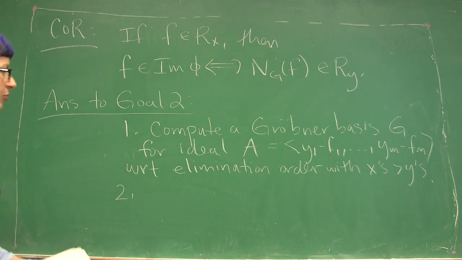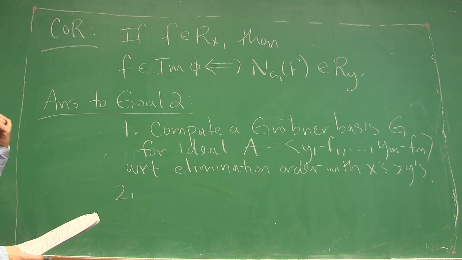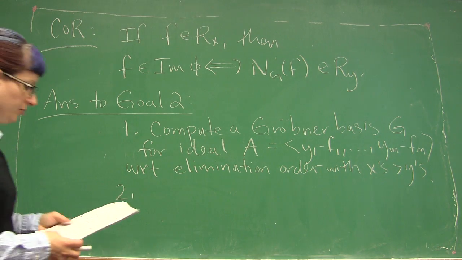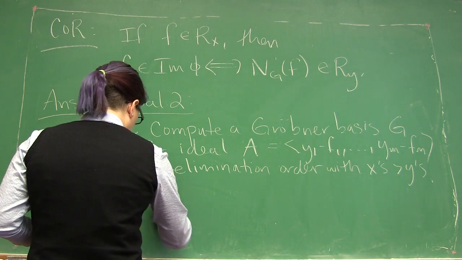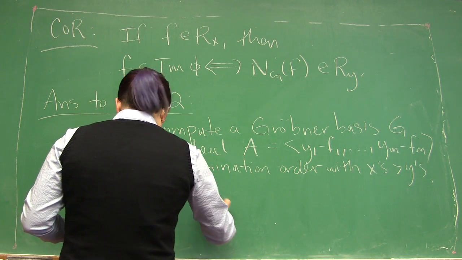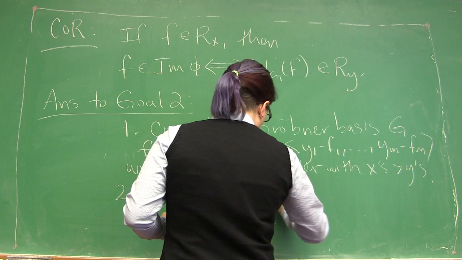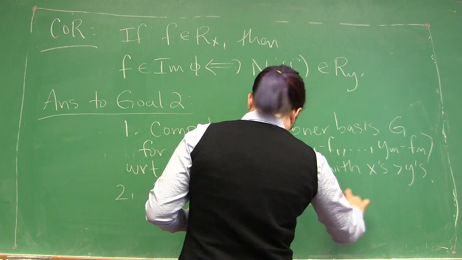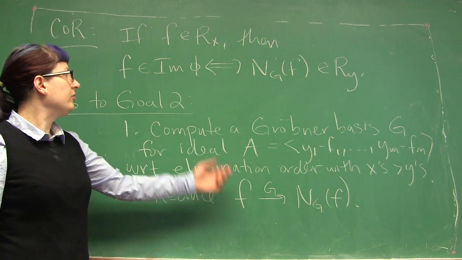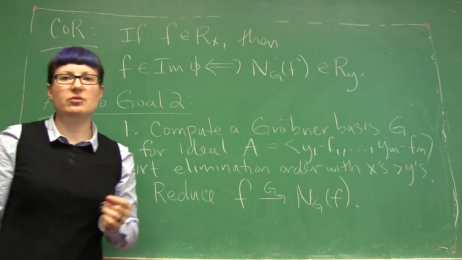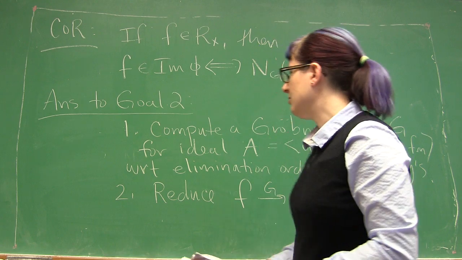Then step 2 is we just take f, reduce it to its normal form, and see if it has any x variables. If it has any x variables, then we know that f is not in the image, and if it only has y variables, we know that f is in the image.